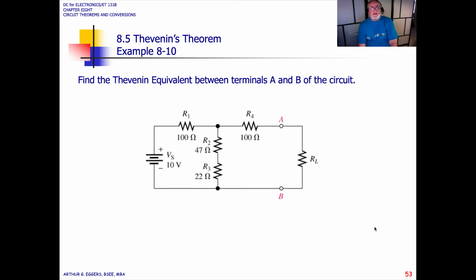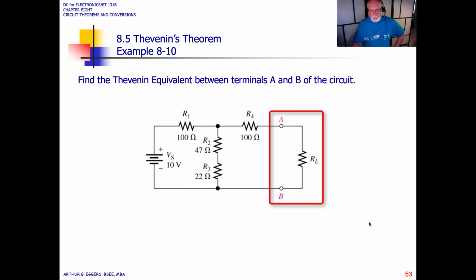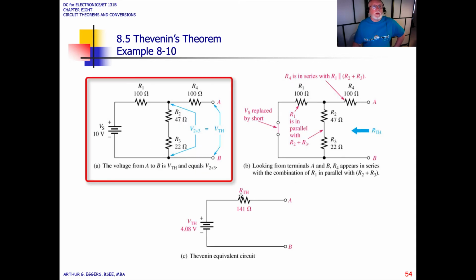So let's take a look at an example where we've got a load across an output, A and B. We've got two 100 ohm resistors, a 47 ohm resistor, a 22 ohm resistor, and a 10 volt source. So we want to find the Thevenin equivalent between terminals A and B of the circuit. So the first step is the voltage from A to B is V Thevenin and equals the voltage drops of V2 and V3. So it's going to equal those voltage drops right there.